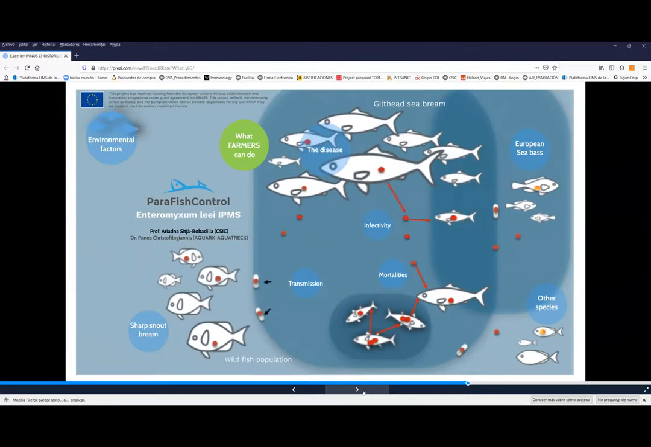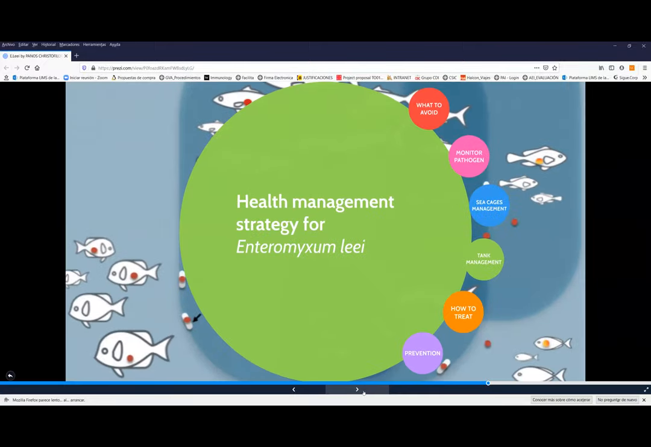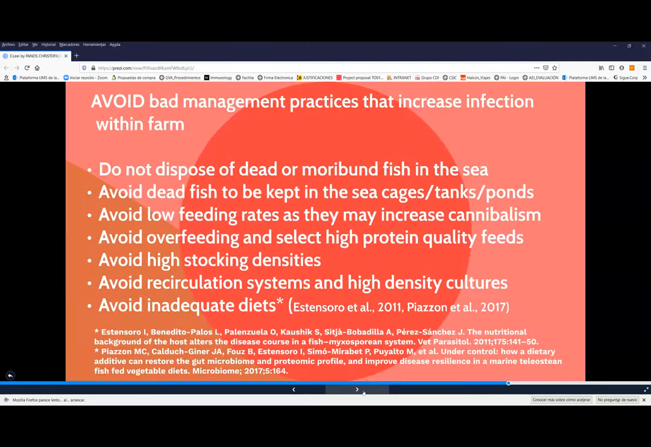So what can farmers do to manage this disease in aquaculture? Well, there are certain things that are important to avoid. So again, it's important to correctly dispose of moribund or dead fish because they can transmit the disease.